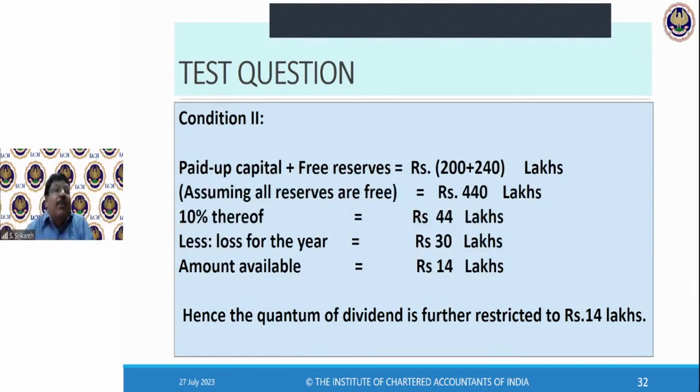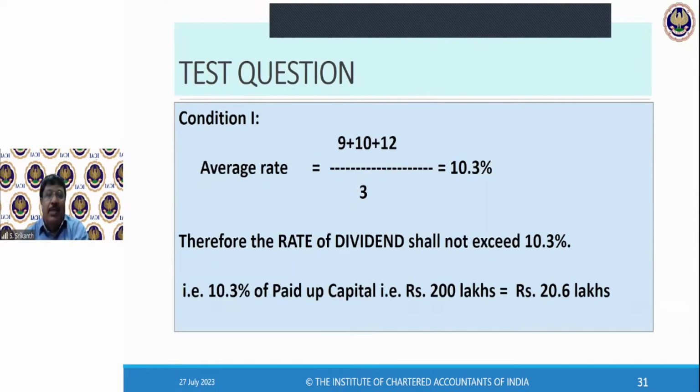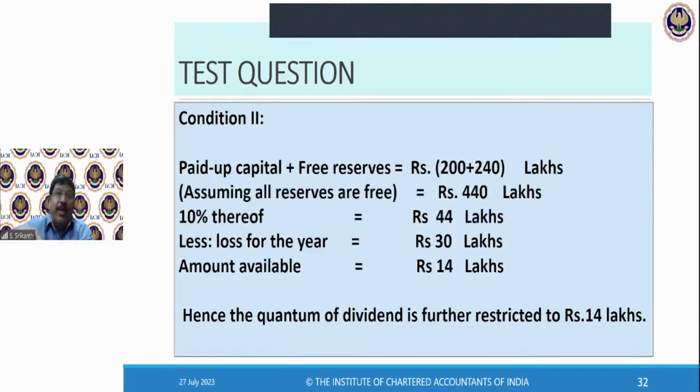10% of paid up capital plus free reserves, 200 plus 240. Assuming all reserves are free, we get 440 lakhs. 10% is 44. That should be first utilized for reducing the loss, right? And then the amount available, 14 lakhs, only can be used. So if you declare 10.3%, you can't, because you will be violating condition 2. Only 14 lakhs you can give. That 14. So how do I get 7%?